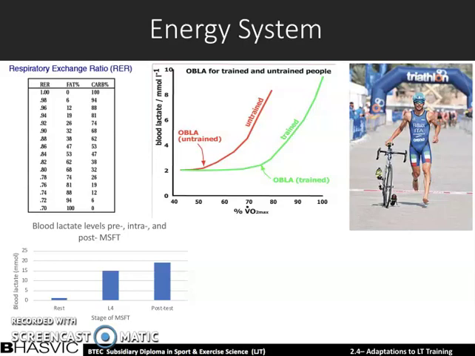From training, as shown by the graph, the athlete's OBLA will be delayed. This is called buffering. This means that the athlete can work at higher intensity before they build up lactic acid, which will be when they have to stop.